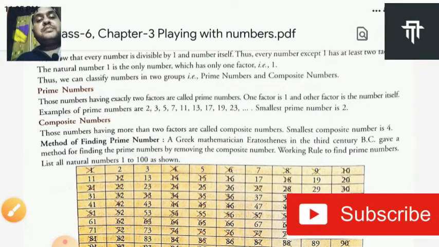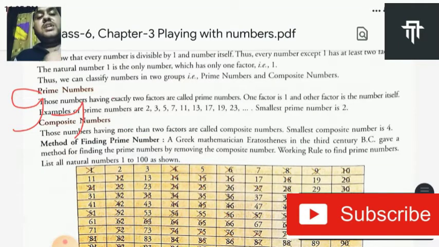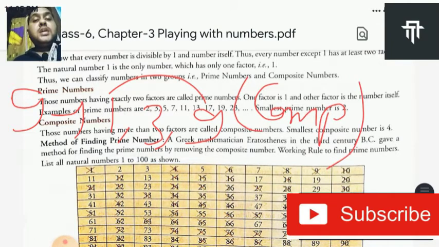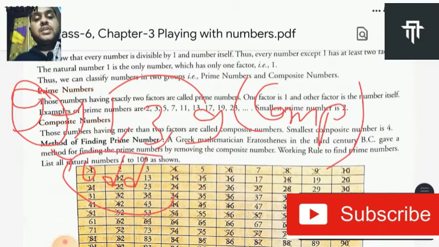Then 9. So what about 9? The factors of 9 are 1, 3 and 9. So here it is also divisible by one more number, which is 3. So it is a composite number. But remember one more thing: 9 is the first odd number which is a composite number.